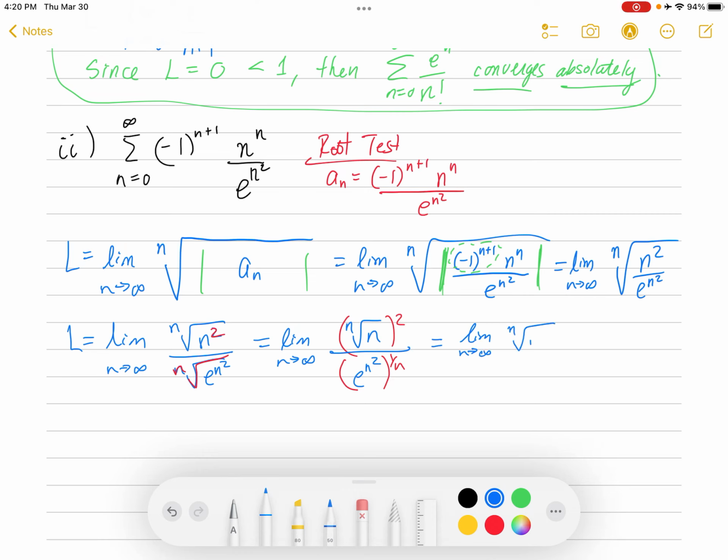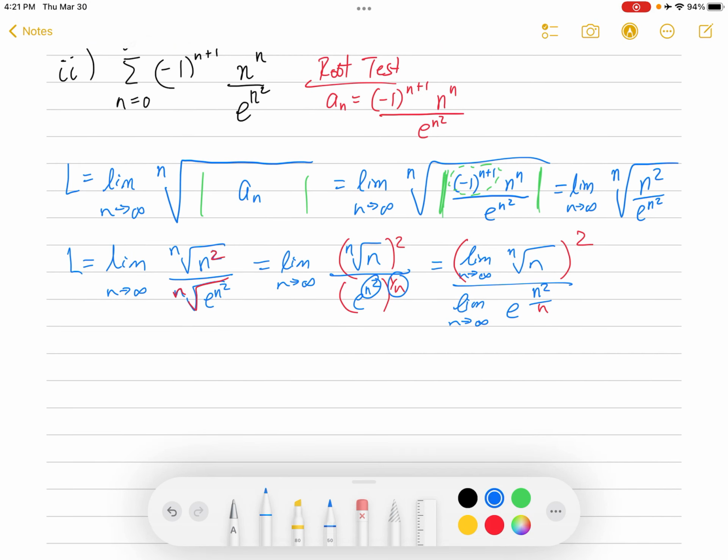So on top, I'm going to take the limit as n goes to infinity of the nth root of n. So pop the limit symbol inside of that parentheses squared. And on bottom, I'm going to have the limit. So the limit goes to the top and to the bottom. I'm going to have the limit as n goes to infinity of e to the, so I'm going to take n squared times 1 over n. That's going to give me n squared over n.